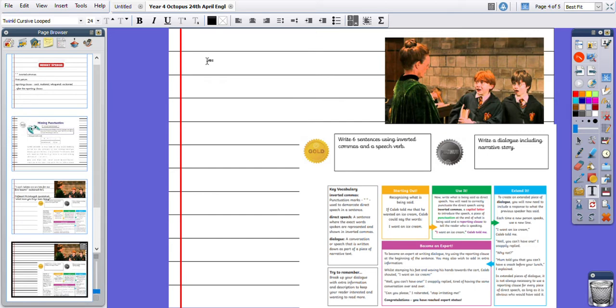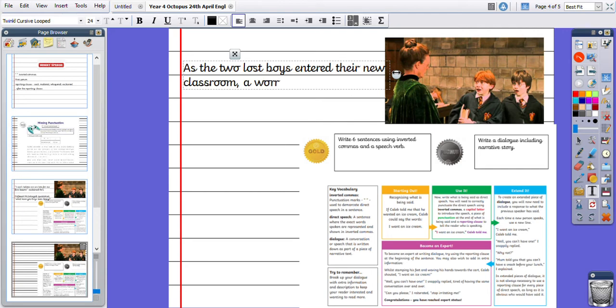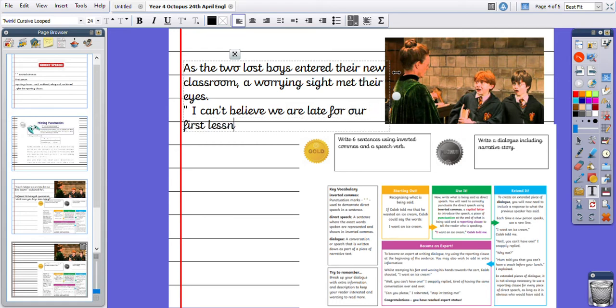For your platinum task, you will be writing the sentences including dialogue, but you're going to include story as well. So, for example, as the two confused, let's up-level that, as the 2 lost boys entered their new classroom, a worrying sight met their eyes. Ron's going to talk now. I'm going to use my example of speech. "I can't believe we are late for our first lesson," exclaimed Ron.